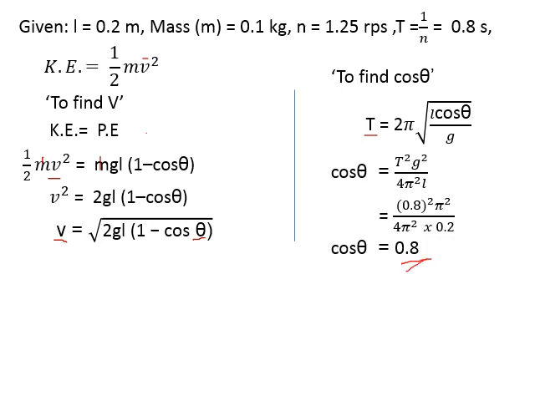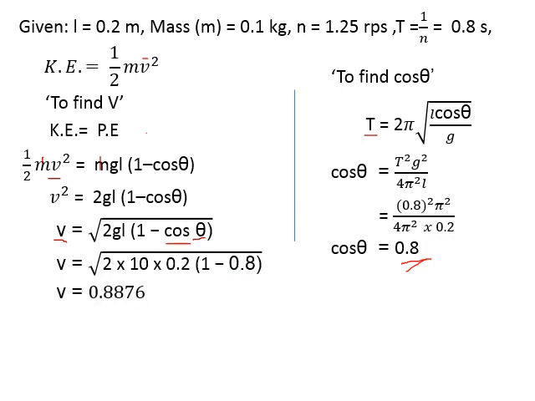Now we have cos theta. Substitute this value in this equation and simplify for v. So v is nothing but, after simplifying this, we are getting this value.